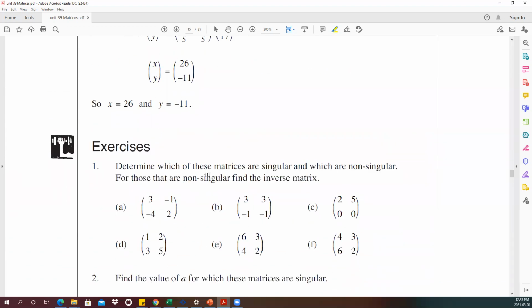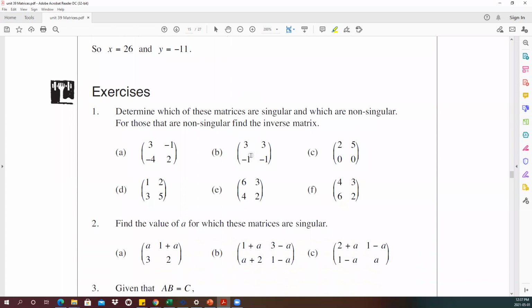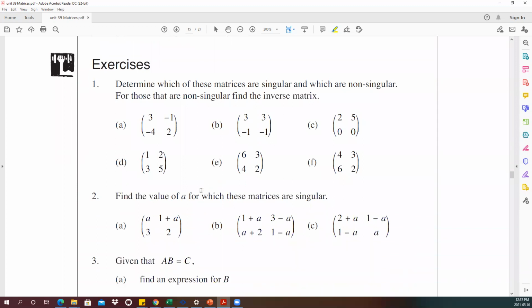Here, determine which of these matrices are singular and which are non-singular. For those that are non-singular, find the inverse, and we have an idea of how that is done. Find the value of A for which these matrices are singular. We did a question like that before.